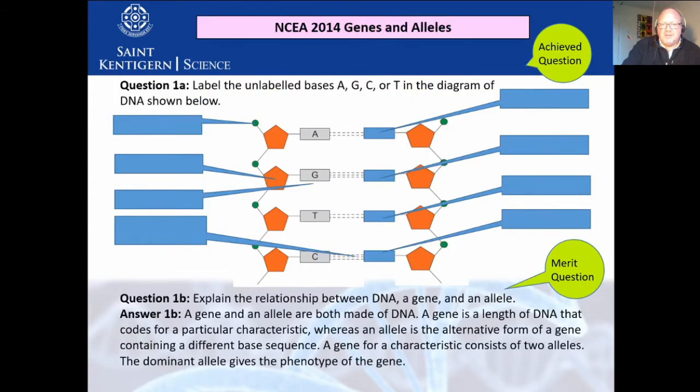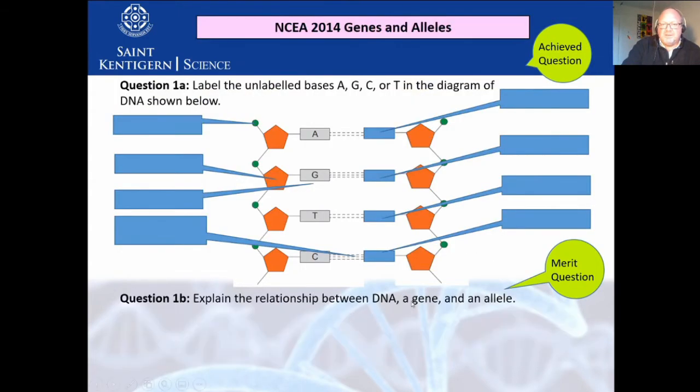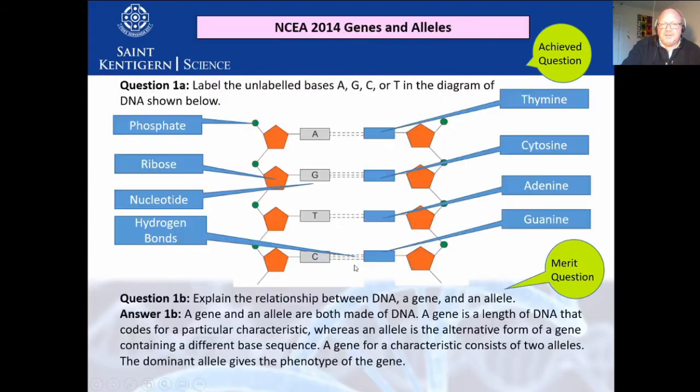Now again, question B over there was the relationship between DNA, a gene, and an allele. You see it's the same as the previous one, just a little bit simpler. Now, you are not expected to write down thymine, cytosine, adenine, and guanine. You can only remember that it's T, C, A, and G.